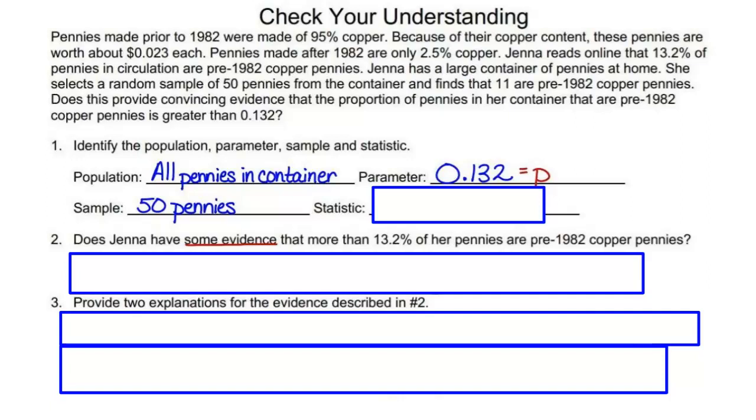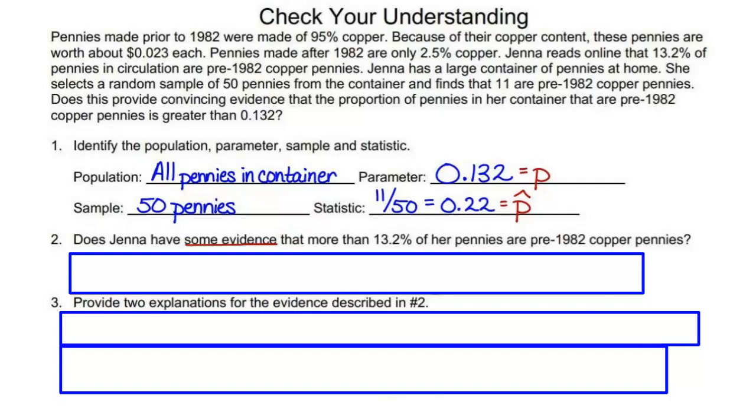What is the statistic here? 11 over 50. And we're going to call this P hat. P hat means it's my statistic. I didn't calculate this from the whole population of all the pennies. This was calculated from that sample of 50 pennies. 11 out of those 50 pennies were pre-1982. That comes out to be 0.22. So that is the P hat.